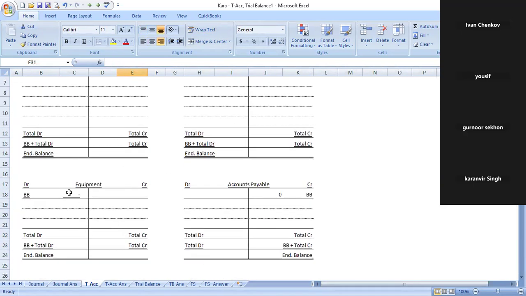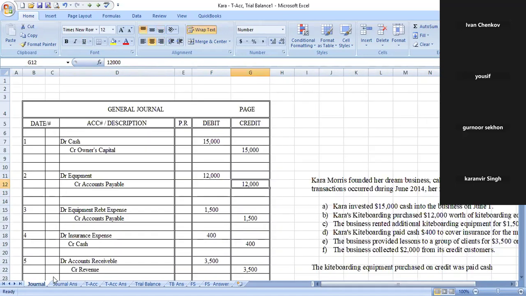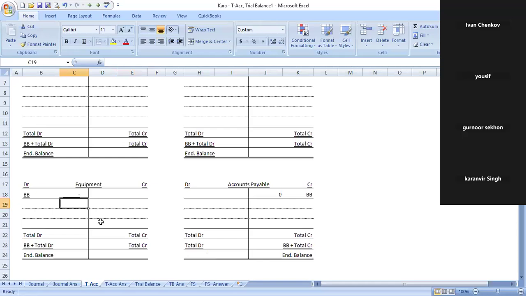So the equipment balance was zero. Then we purchase equipment for 12,000. Let's get those 12,000 here. But we didn't pay for it, so accounts payable is going to go up with 12,000. Make sense?